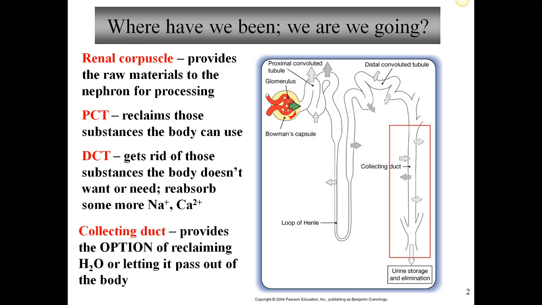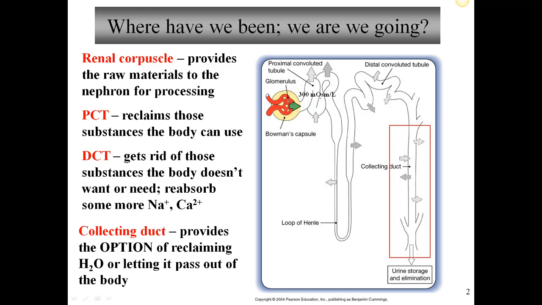Now, one of the things we're going to talk about more extensively today is this portion of the kidney, which is here. These are the collecting ducts. And remember, collecting ducts are not formally part of any one nephron. What they do is they receive input from multiple nephrons, as we mentioned before. But the important thing about the collecting ducts is that these provide the option of reclaiming water or letting it pass out of the body. In other words, these play a pivotal role in regulating the final volume and solute concentration of the urine.